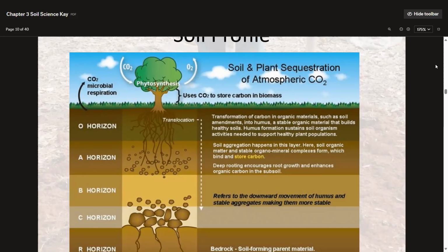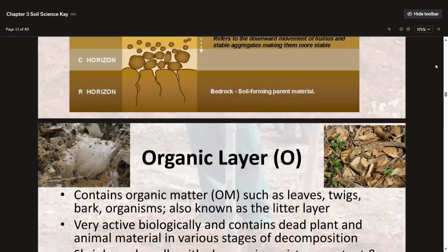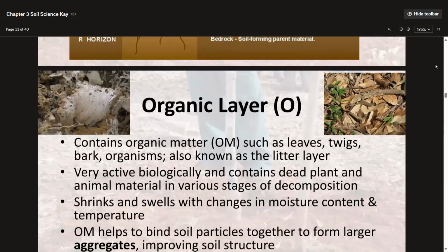And so it kind of moves down. You get translocation, right? From the trees and all the little organisms moving together, moving stuff down. And from the bottom, you're coming up as that bedrock breaks up, right? From pressure and everything else. So that's kind of how it goes. Okay. Just kind of study that chart at your own leisure. The organic layer. All right.